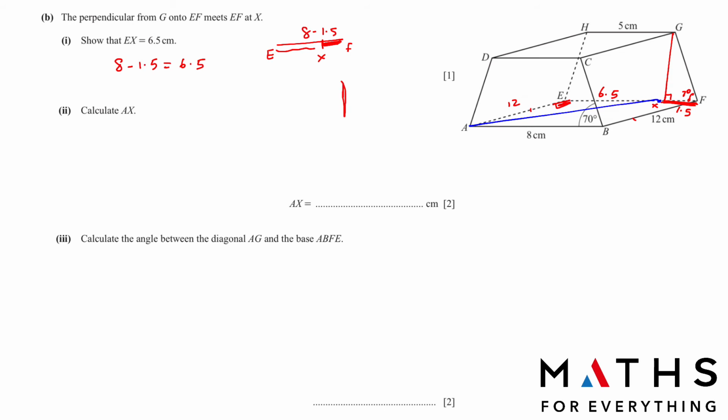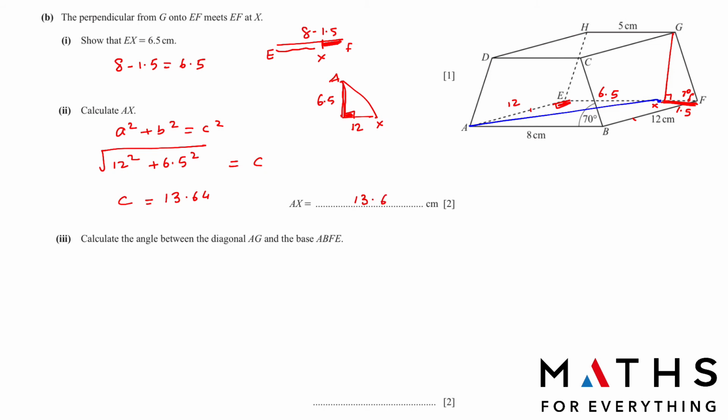So if it was a right angle triangle, this is going to be 12 centimeter and 6.5. The side opposite the right angle is what we are finding. So we have to use the Pythagoras theorem, which is a square plus b square is equal to c square. C is our hypotenuse. So if you want to find the hypotenuse, this is how we write the other two sides. 12 square plus 6.5 square, that will give us 13.64. You can round it to 1 decimal place, 13.6 centimeter.